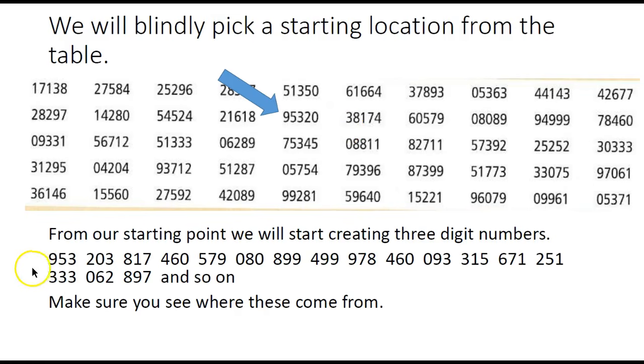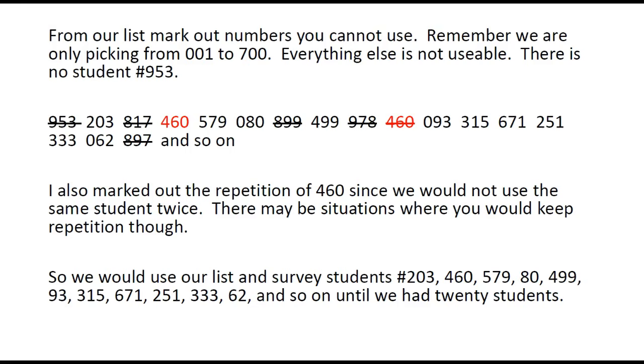Compare this list to the list above. Pause if you need to. Next, know that you do not have a student number 953. If you have a 3-digit number that does not work with your data, cross it out.